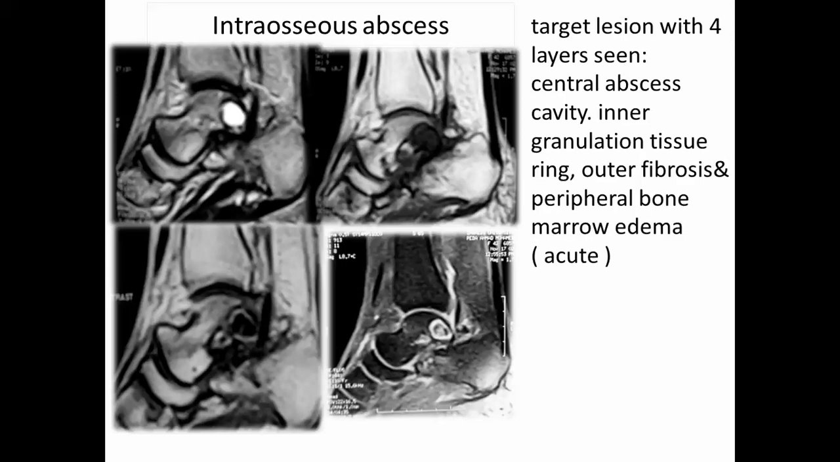An abscess can behave like an abscess anyway. We have the general signs and symptoms of infection. A central abscess will show ring enhancement and will show marrow edema around, and it should be painful.